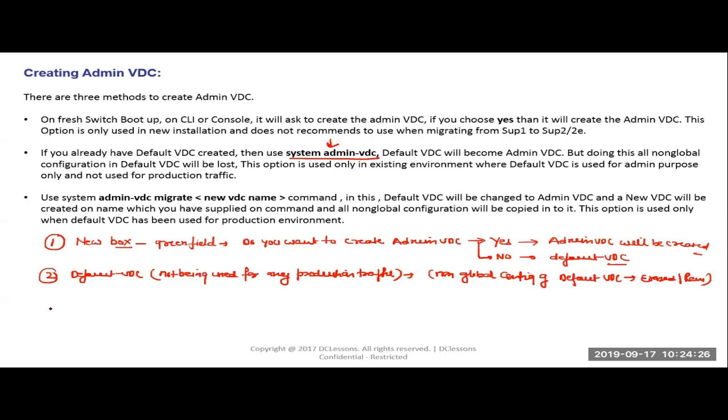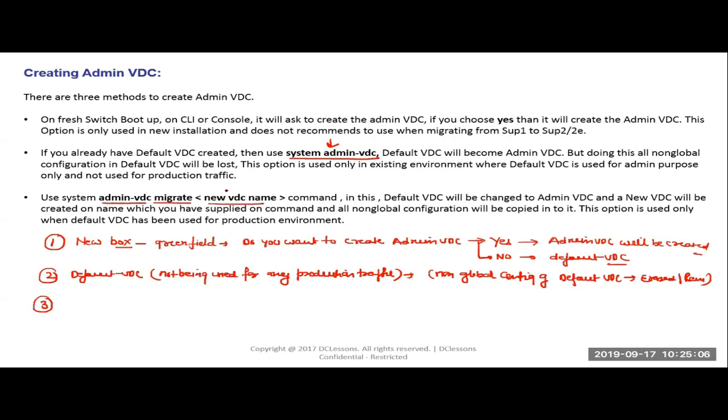Now the third option is, what if you are using a default VDC for some production traffic, not on a large scale but on a small scale. In that case, if you use the second option, your non-global configuration like interface configuration and other stuff will be erased, and if any production traffic is going through that VDC, that can be hampered and you can face a disconnection and downtime. So how do you do that? In that scenario, you need to write this command, admin-vdc migrate and new VDC name.